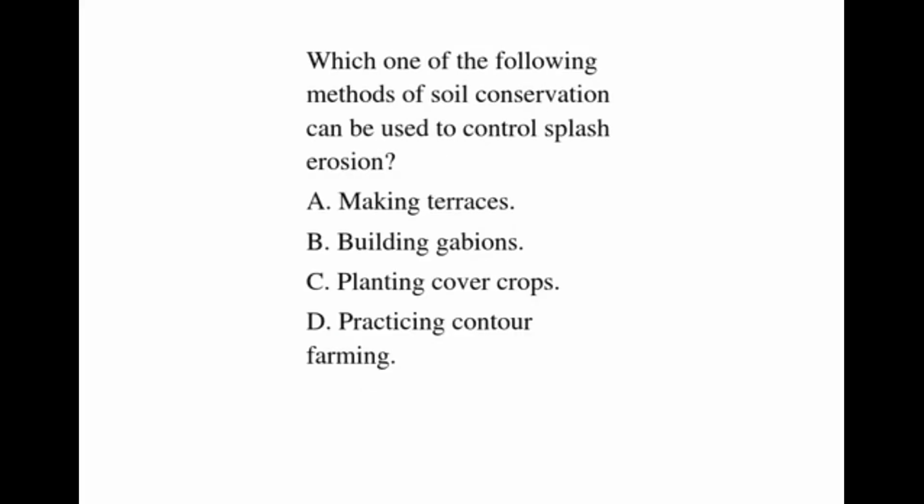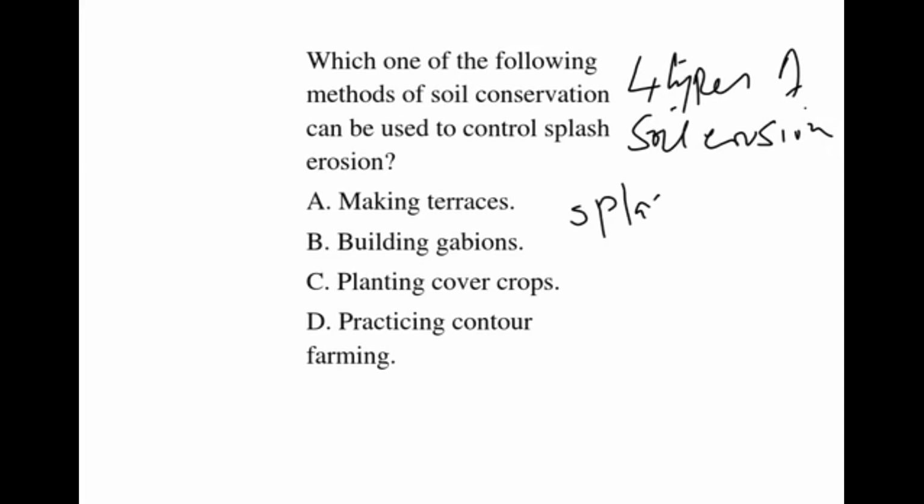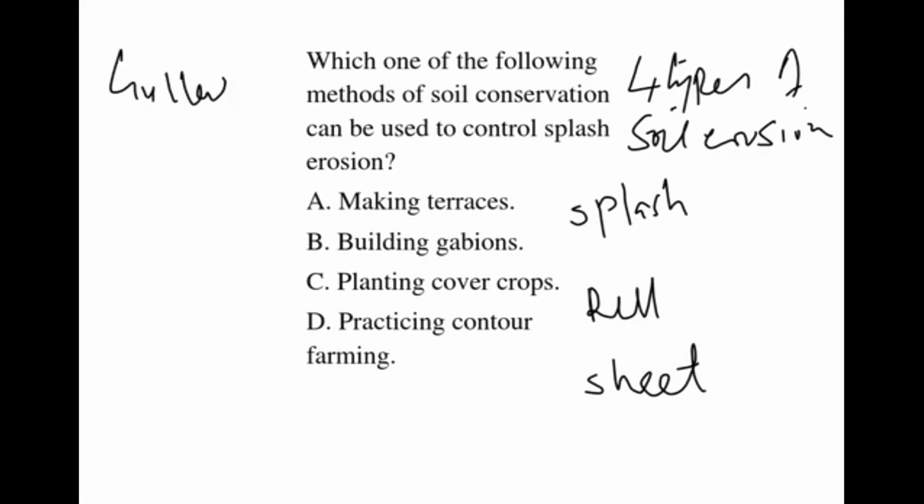Which one of the following methods of soil conservation can be used to control splash erosion? There are 4 types of soil erosion. They include splash, rill, sheet, and finally gully erosion.